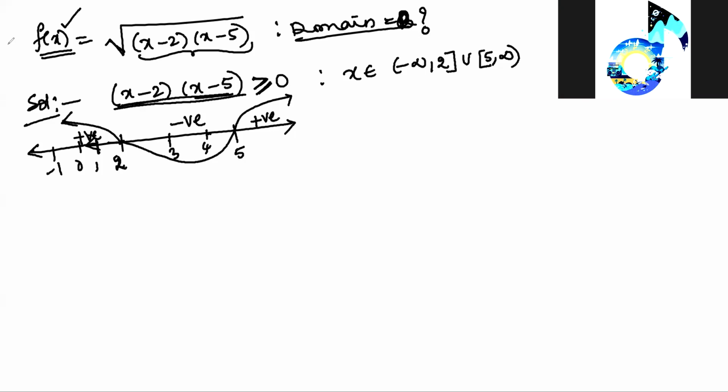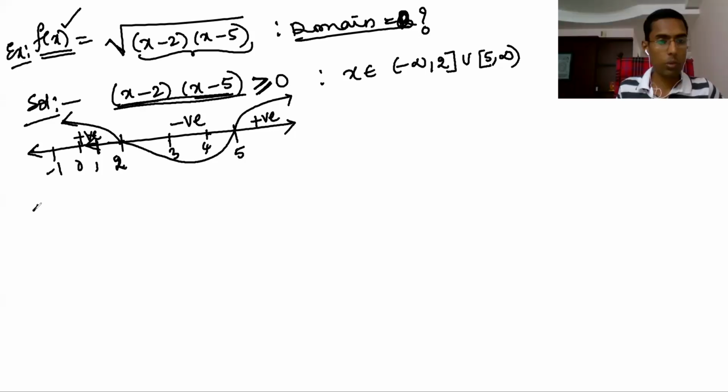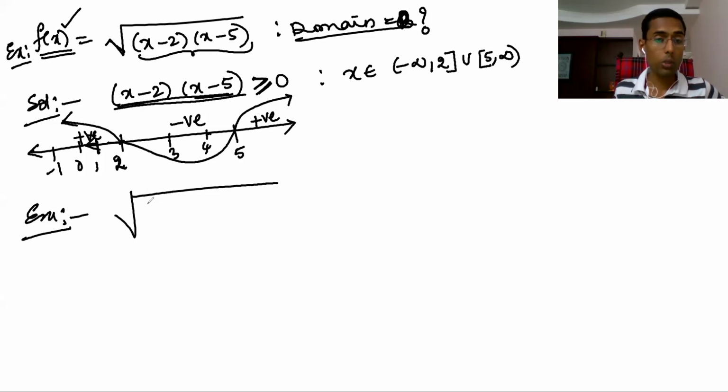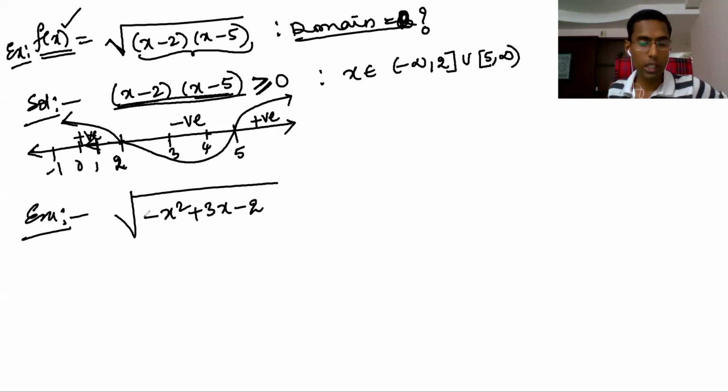Okay, now let's go to the next example. I gave you like this now. So this is how you have to solve. Now let's take the next example I am taking here. Let's say minus x square plus 3x minus 2. This is the next example I am taking.